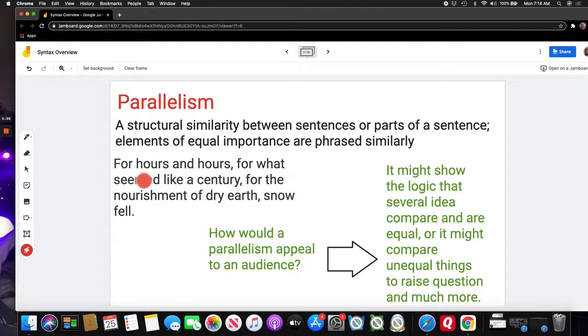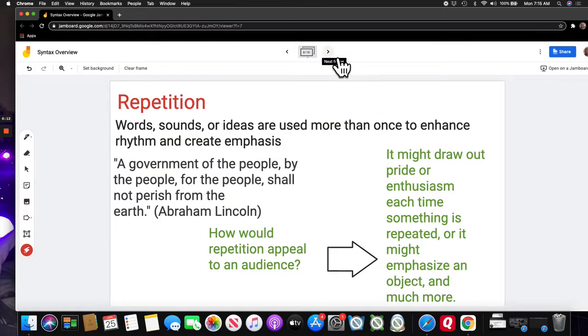So it's repetition in a whole phrase. For hours and hours. For what seemed like a century. For the nourishment of dry earth. So that sort of repetition. There's a more general kind of repetition as well, where anything is getting repeated in a sentence. So for example, a government of the people, by the people, for the people. You might choose to focus just on the people, keeps getting repeated. Maybe it's drawing out pride or enthusiasm. Something gets repeated and every time people get more and more excited. Or maybe it's emphasizing this object and its role.